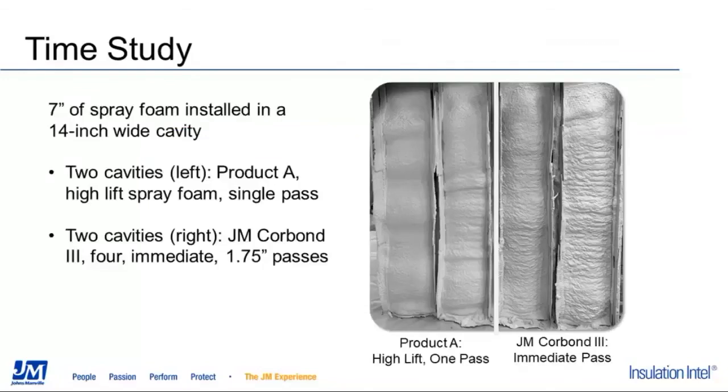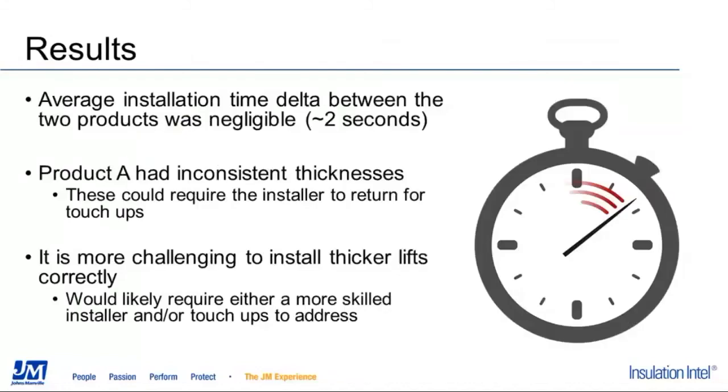In addition to the study on just Corbond III, a high-lift product was selected for comparison via several different metrics. Firstly, a time study was completed. The cavities on the left are a high-lift product applied in a single pass, and the rightmost cavities are Corbond III in 4 immediate passes. The average installation time was nearly the same for both products, indicating that the perception that high-lift foam saved time might not be backed up by data.